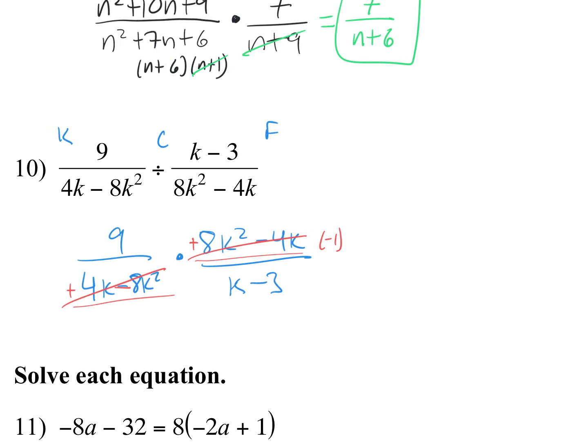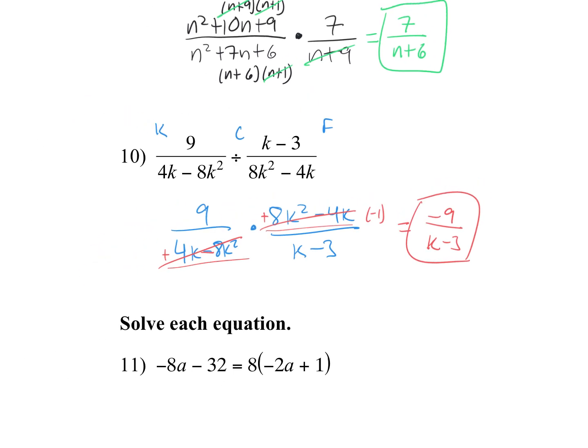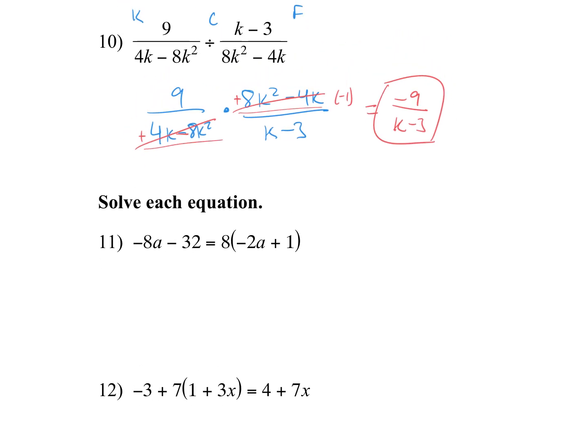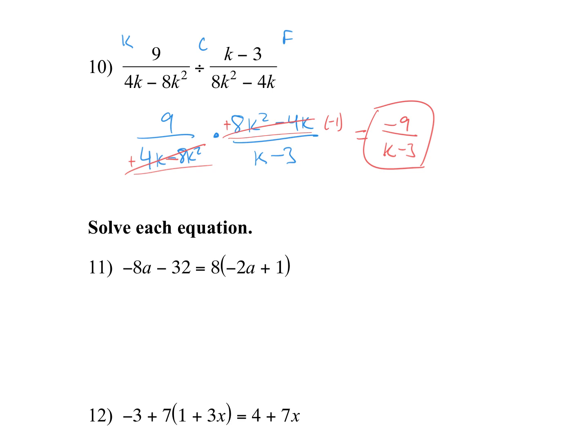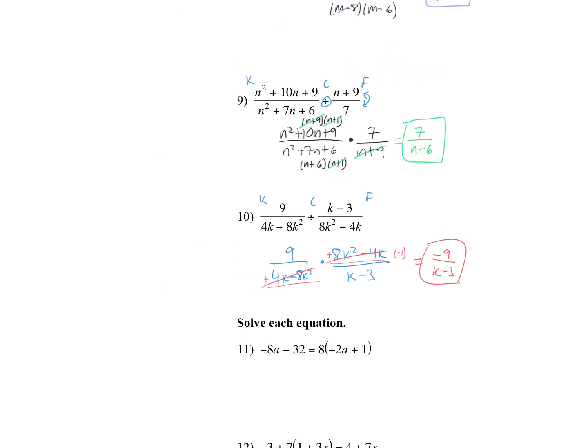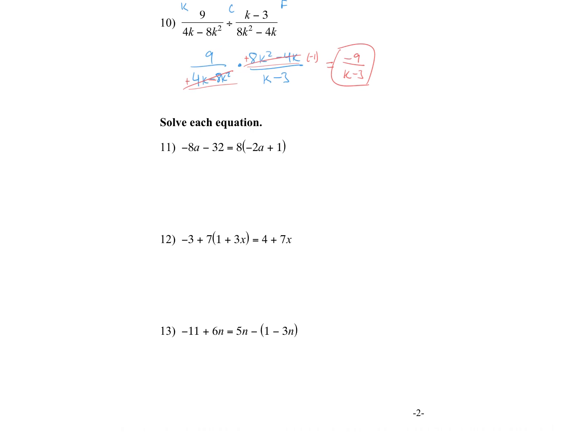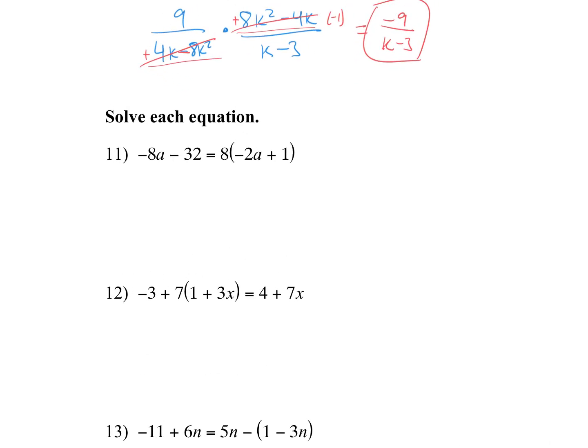All right. And then nothing else cancels here, right? So we just get 9 times -1 is -9 over k minus 3. All right. Okay, good. And then that's all from section P5, A and B, right? So those are here for your practice, right? And then everything in this review onwards is going to be section or chapter 1.2, A and B, right?